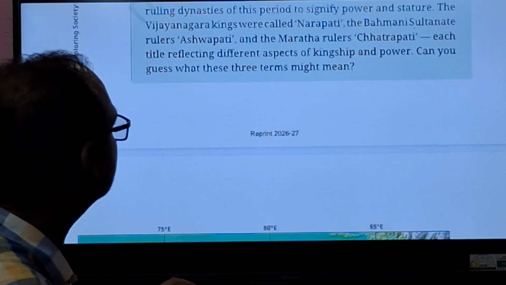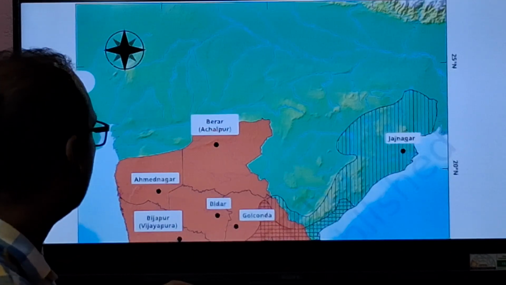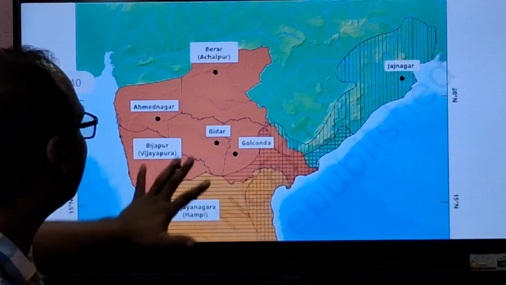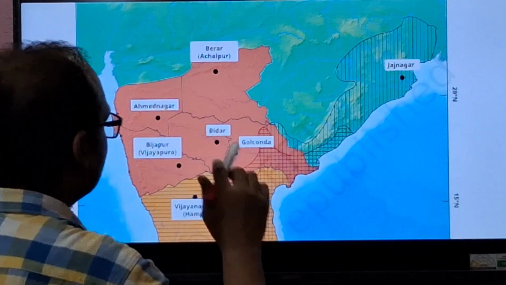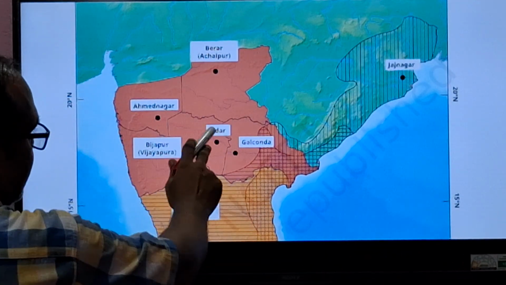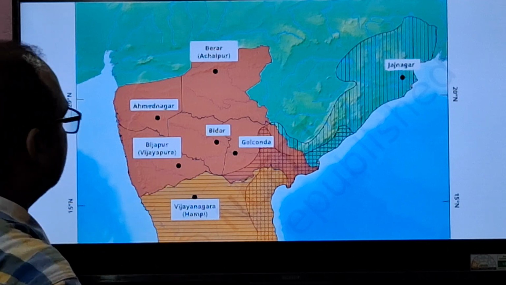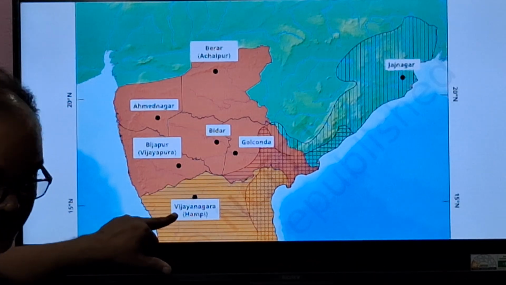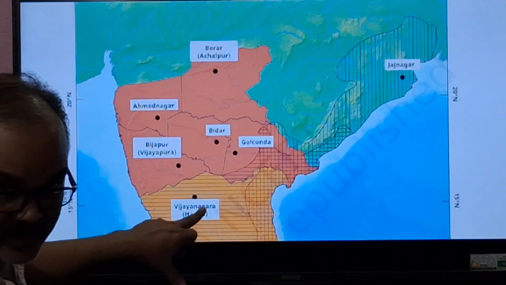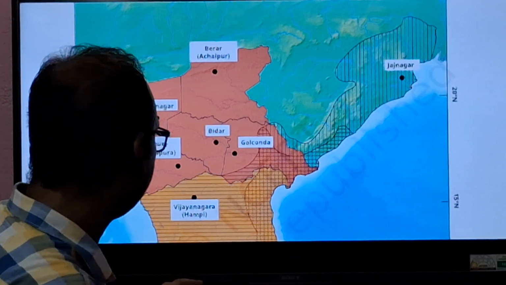You can see here, let me show you. See, in the Karnataka area: Berar, Ahmednagar, Bidar, Golconda, Bijapur. And this is the Vijayanagar Empire. Hampi, the capital of the Vijayanagar Empire. Okay.